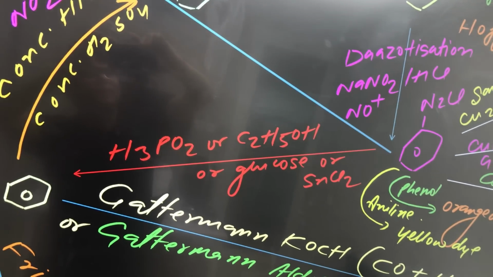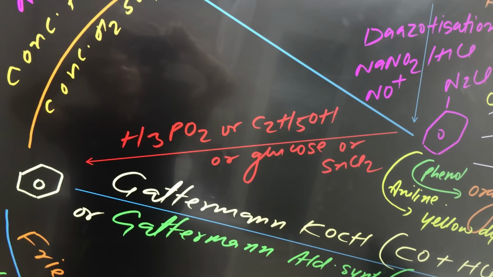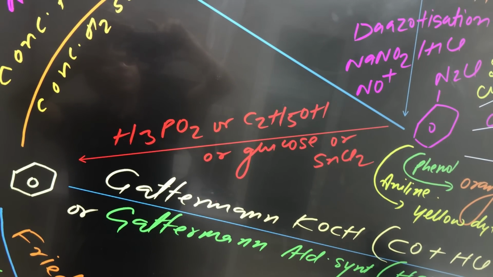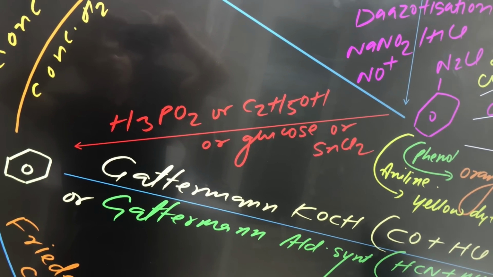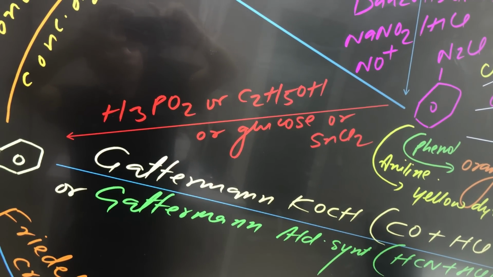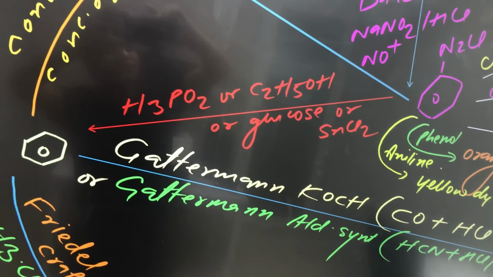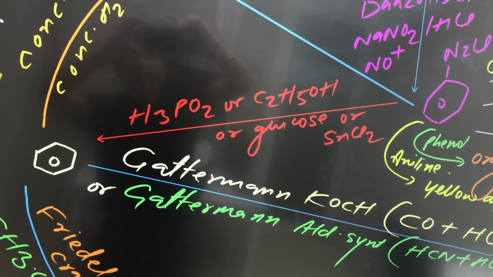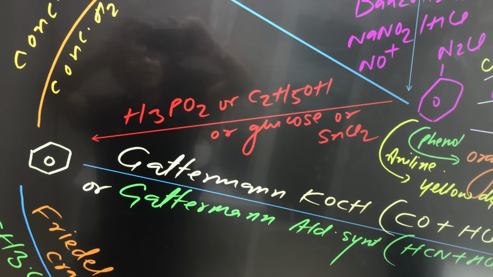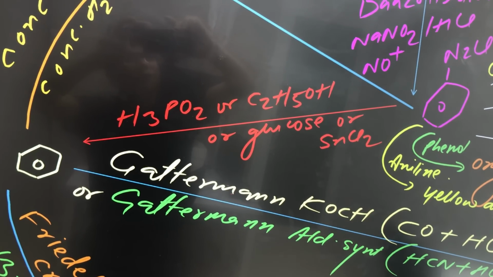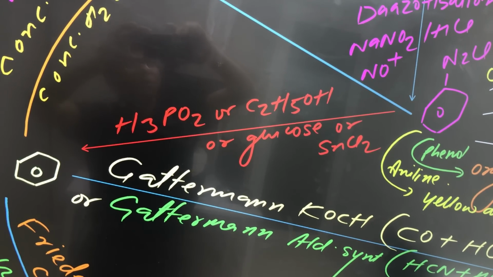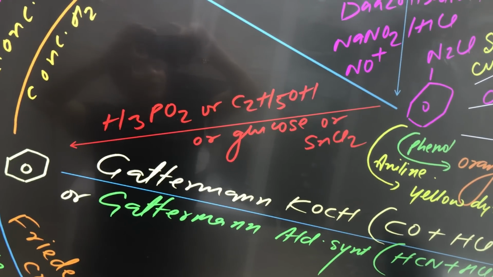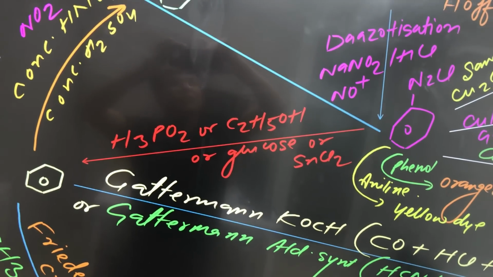Could you please help me? It is reacting with phosphinic acid H3PO2 or ethyl alcohol or glucose or stannous chloride. What's common in all four of these chemical reagents? My dear kids, they all are reducing agents. They can undergo oxidation, so it is an example of a redox reaction.